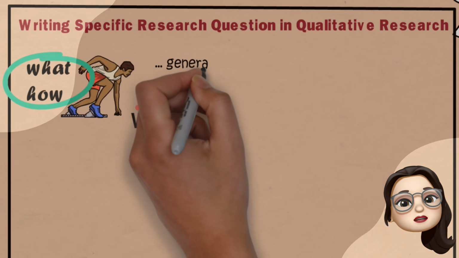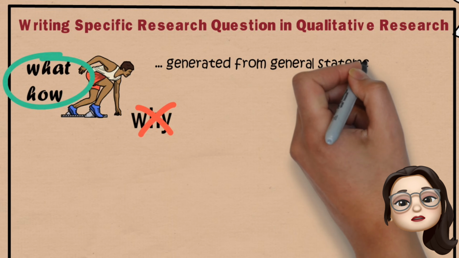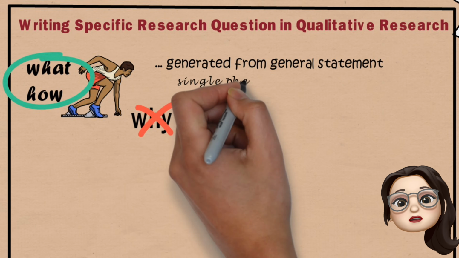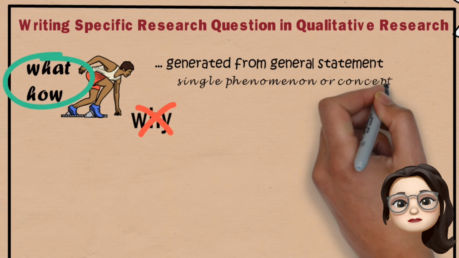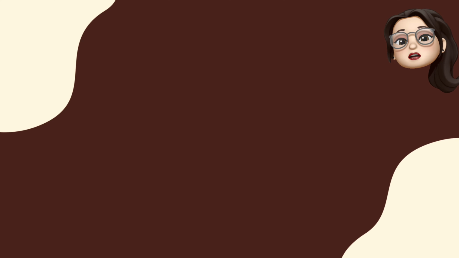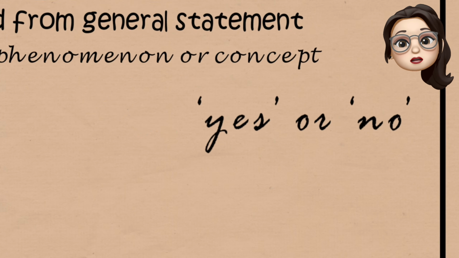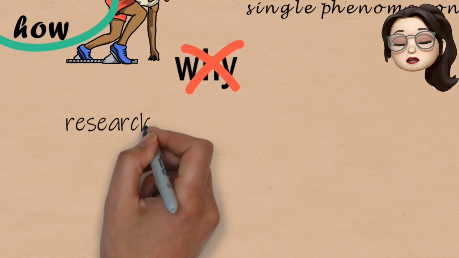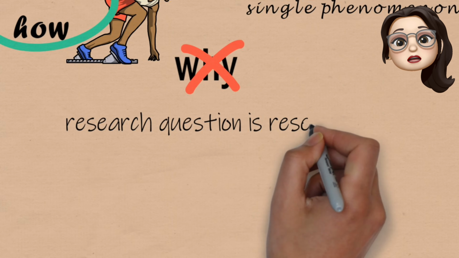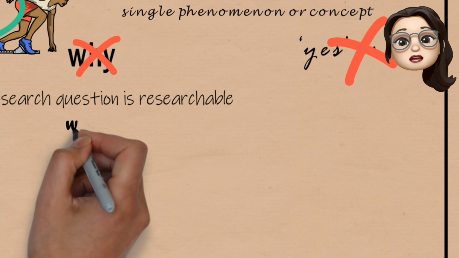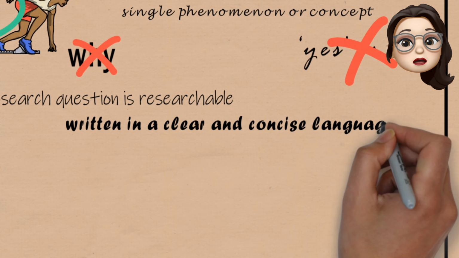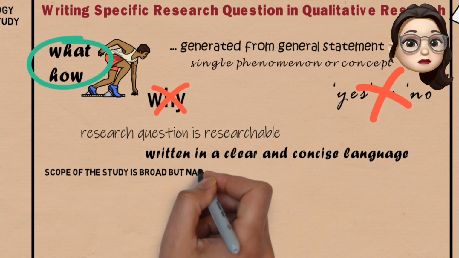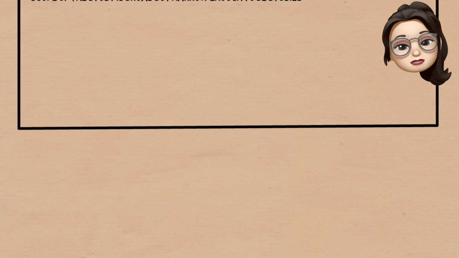Specific research questions are the sub-questions generated from the general statement. They should be focused on a single phenomenon or concept. Make sure that those questions cannot be simply answered with a yes or no and require a certain amount of investigation and study for their conclusions. Make sure that the research question is researchable and is written in clear and concise language. Make sure that the scope of your study is broad but narrow enough to be studied.